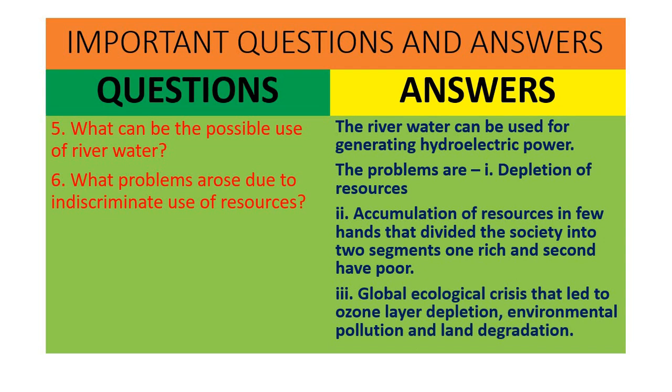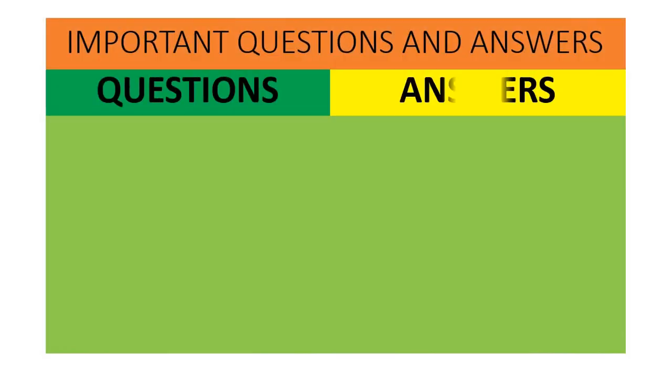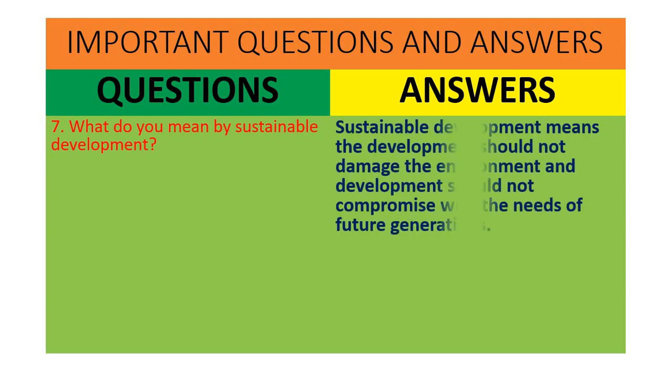Third, global ecological crisis that led to ozone layer depletion, environmental pollution and land degradation. So these are the problems which arose due to indiscriminate use of resources. Next is, what do you mean by sustainable development? The answer is sustainable development means the development should not damage the environment and development should not compromise with the needs of future generation. That is called sustainable development.